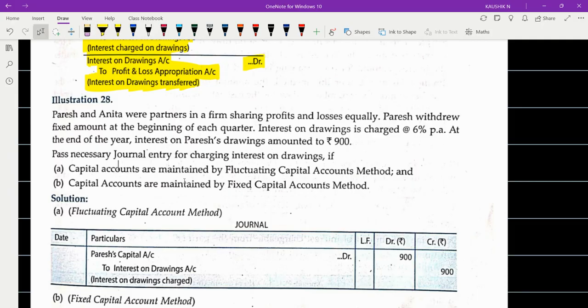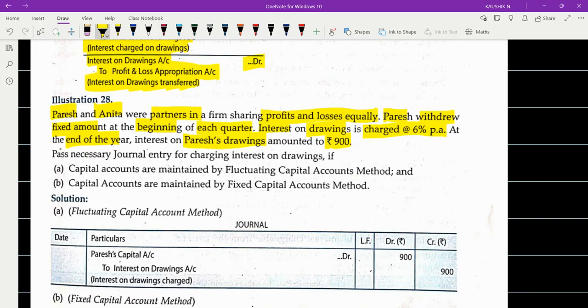Sum number 28. Let's see what is given to us. Paresh and Anita were partners in a firm, sharing profits and losses equally. Paresh withdrew a fixed amount at the beginning of each quarter. Interest on the drawings is charged at the rate of 6% per annum. At the end of the year, interest on Paresh's drawings amounted to rupees 900.